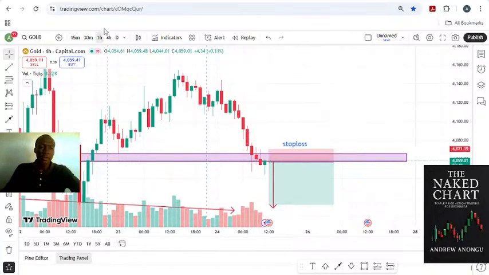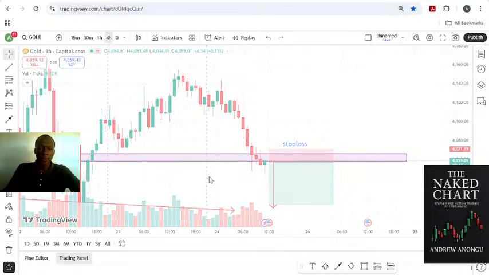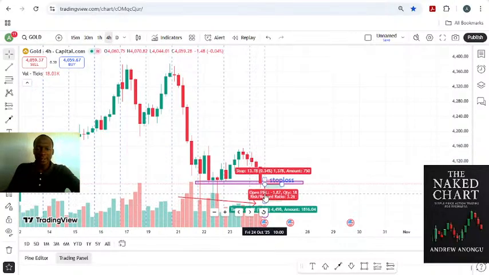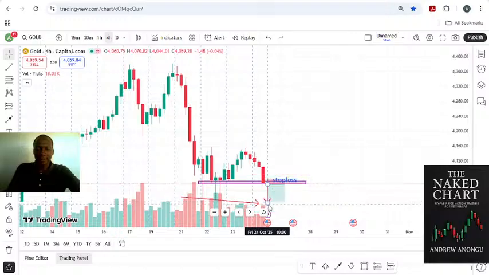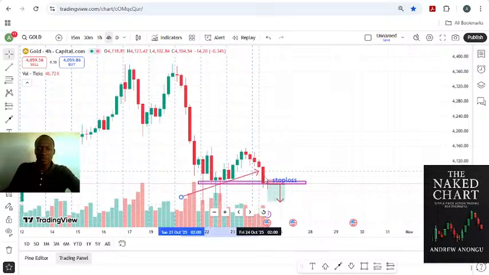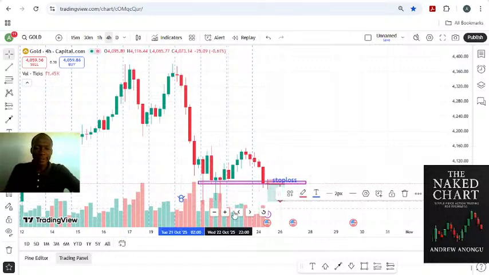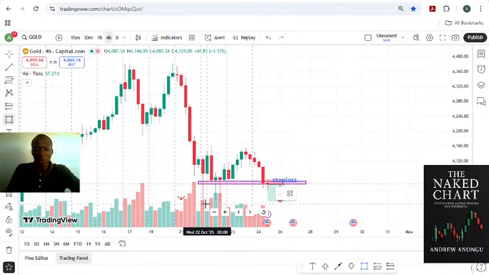Remember, we are only trading with the trend. We are doing what the market is telling us. If the trend is down, we are looking for sells. If the trend is up, we are looking for buys. So you can see this is our trade setup. The trend is down, so it's not about just getting into the trade. It's knowing where your target should be.